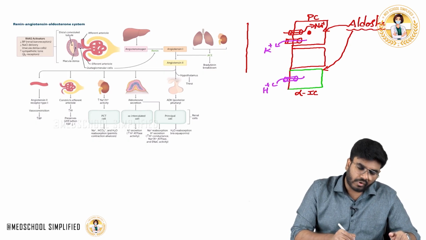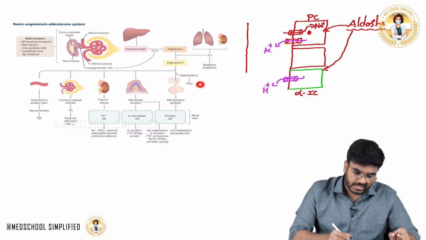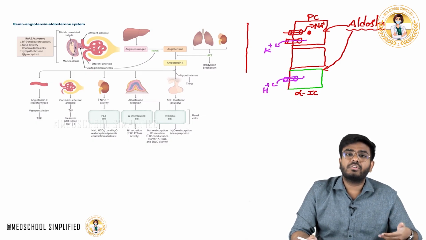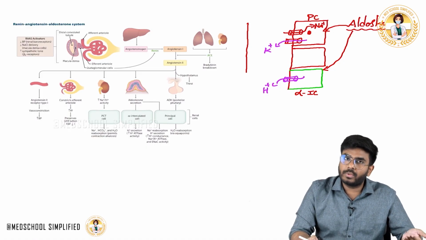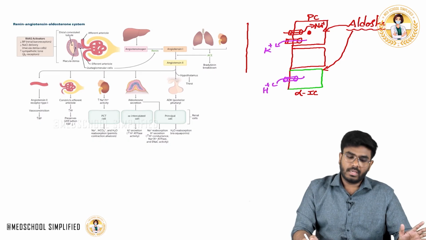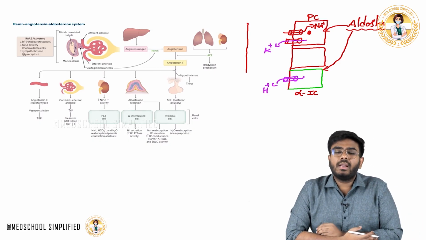Now angiotensin 1 is converted into angiotensin 2. Angiotensin 2 goes to the hypothalamus, where it stimulates the thirst center. Whenever there is thirst, you are going to drink water. When you drink water, it increases the blood volume. When blood volume increases, BP increases. So we have also seen the important functions of angiotensin 2 and aldosterone.